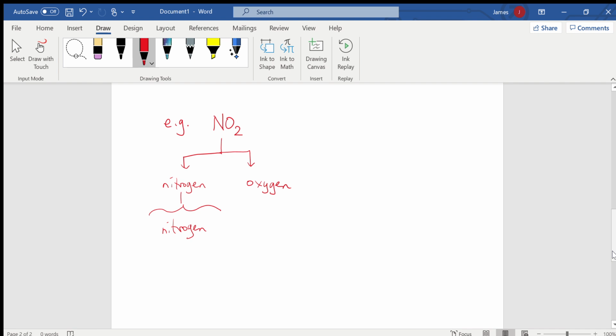Second one, we have the prefix di, because there's two of them. The root ox, let's pick one without oxygen here. You seem to be getting a lot of oxygens here. And obviously the suffix ide. So we've got nitrogen dioxide. Okay, let's see another example.